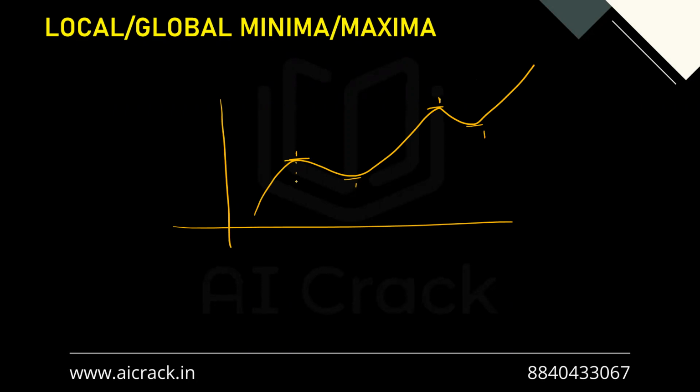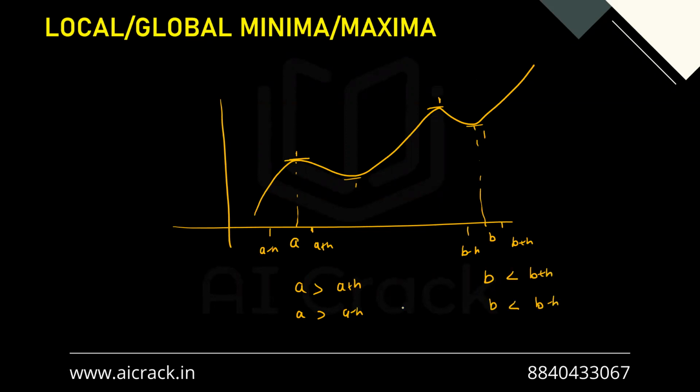Let's try to define them mathematically. Let's say this is point A and this is point B. Over here we have A plus H and A minus H, and B plus H and B minus H. In case of a local maxima, A should be greater than A plus H and A should also be greater than A minus H. But in case of a local minima, B should be lesser than B plus H and B should also be lesser than B minus H. That is how we define the basic definition of local minima and maxima, right?